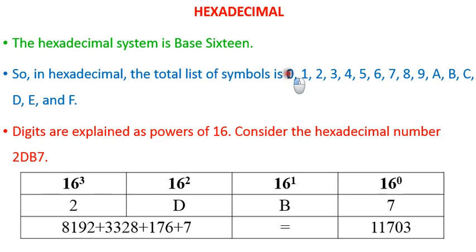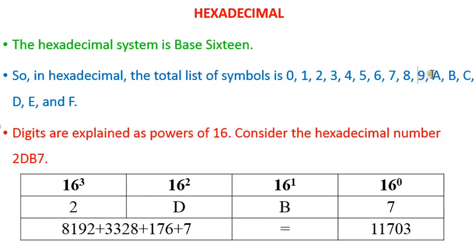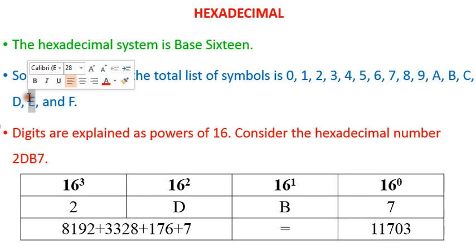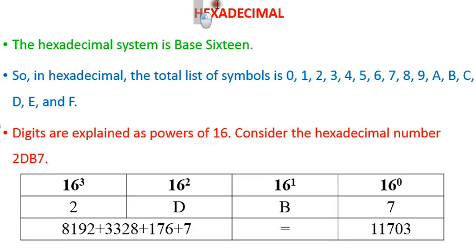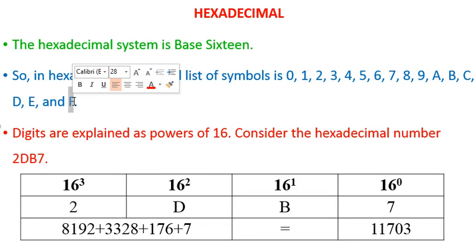We take our 0, 1, 2, 3 up to 9. Then the 10 is now represented by A, 11 by B, 12 by C, 13 by D, 14 by E, and 15 by F. So if you count from 0 to 9, then A, B, C, D, E, F, it will give you a total of 16 numbers. And if you notice carefully, we said the hexadecimal is base 16, but the largest number we have is F, which is 15. Of course, 15 is less than 16 by 1.